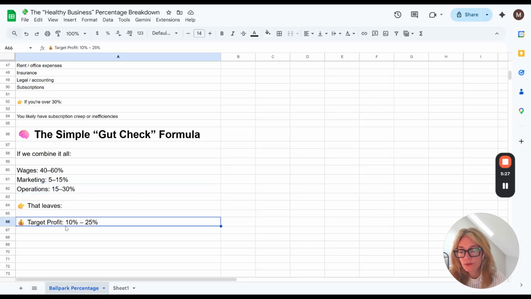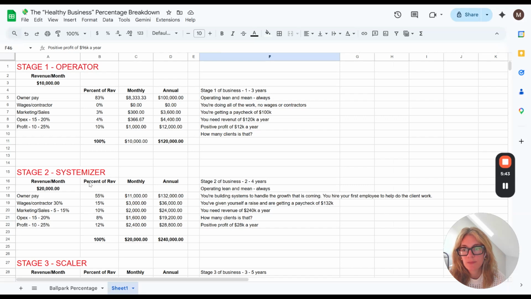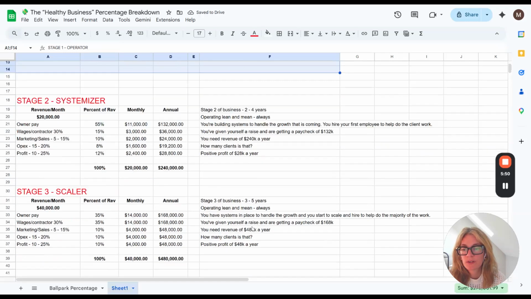And this also leaves, you're not just bleeding your whole monthly revenue. You're not just taking that down to zero. That's also leaving a 10 to 25% profit. You want to have profit built in there too. So pretty simple. Let's go over to this tab and we're going to go through the 4 stages.